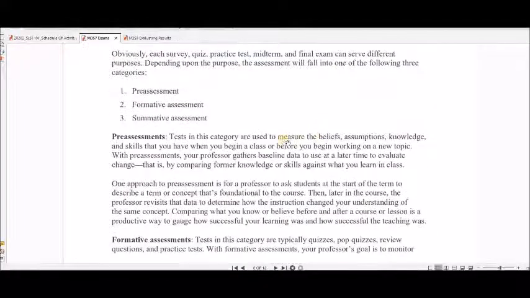Now, there's 3 types of tests that you're going to be taking in college. Mostly you're going to be taking the last 2. In fact, mostly you're going to be taking number 2. But there's the pre-assessment, formative, and summative assessments.